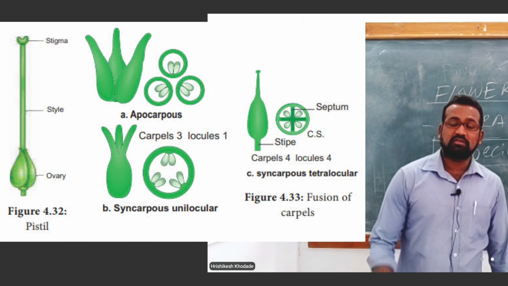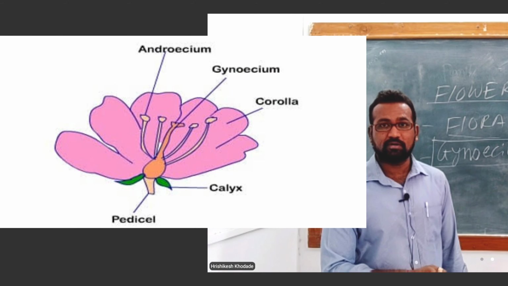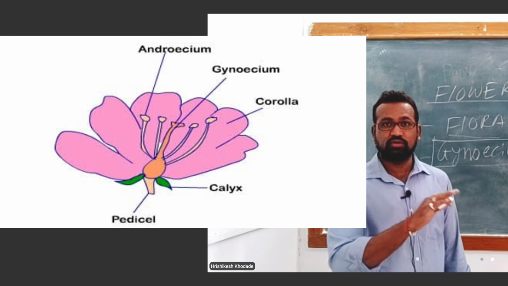As I am trying to tell you here, in the floral whorl you will find 4 different organs: 2 necessary and 2 accessory, as I have just discussed.